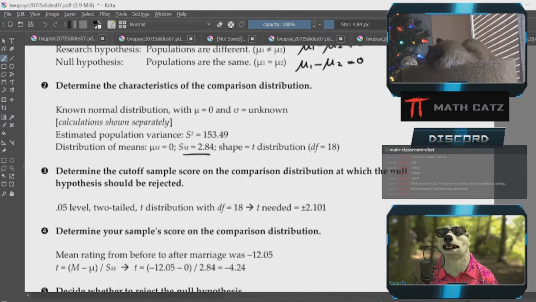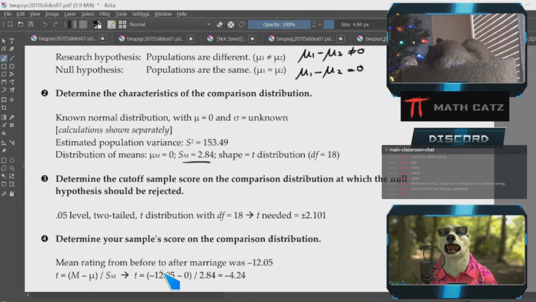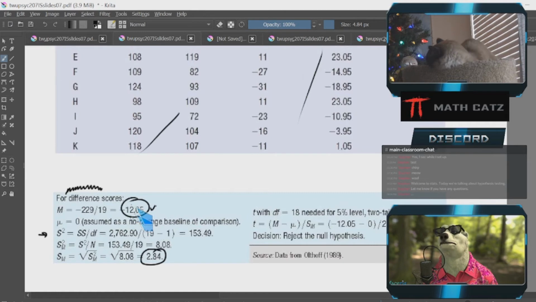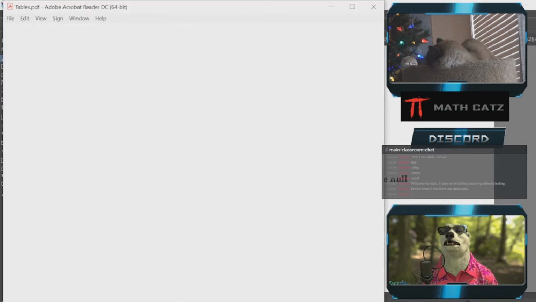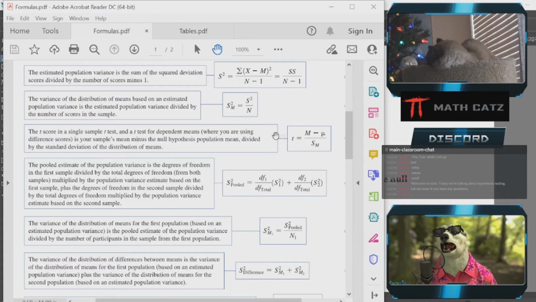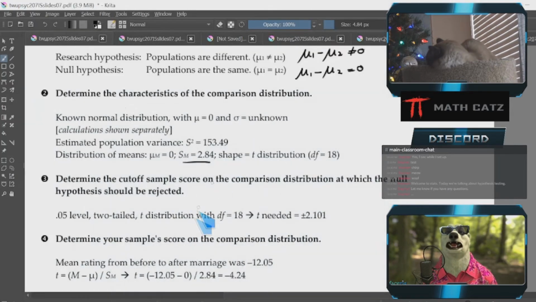Okay, well, what does our sample tell us? Our sample mean, we found that over here from our difference scores, negative 12.05. We calculate that in the same way we do the t-score. I'll show you in the formula sheet here, t-score, single sample, but now having merged the before and after scores, we're back to our single sample situation. That's the beauty of it.